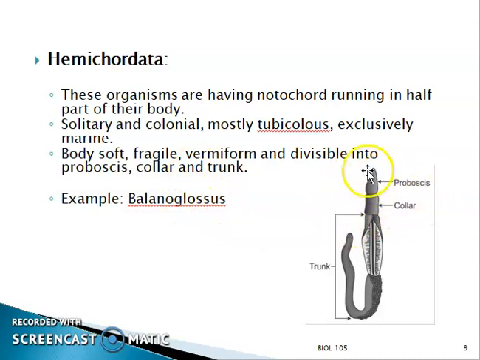First region here you can see is the proboscis, the head-like anterior region. Second, a small neck-like region which is called the collar, and then a worm-like trunk, that is called the trunk. So the body is divided into three regions: proboscis, collar, and trunk. An example is Balanoglossus, which is a hemichordate.